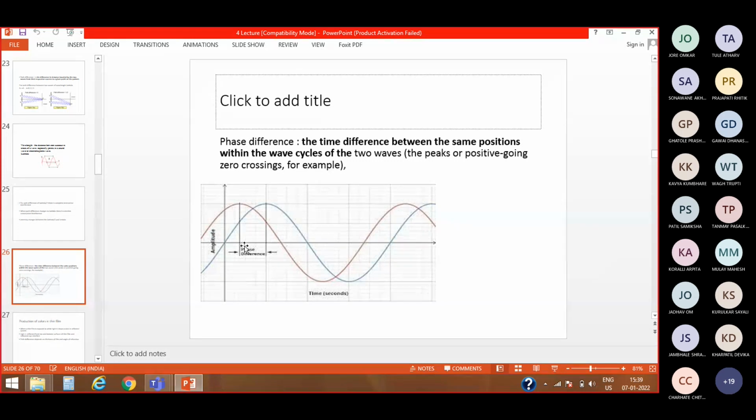तो ये जो distance है इसको क्या बोलते हैं? This is the phase difference. So the phase difference is the time difference between the same positions. Same position means this one. If I consider this one position and this another position, the time difference between the same positions within the wave cycle of two waves is called the phase difference. तो इसे क्या बोला है? Phase difference बोला है.